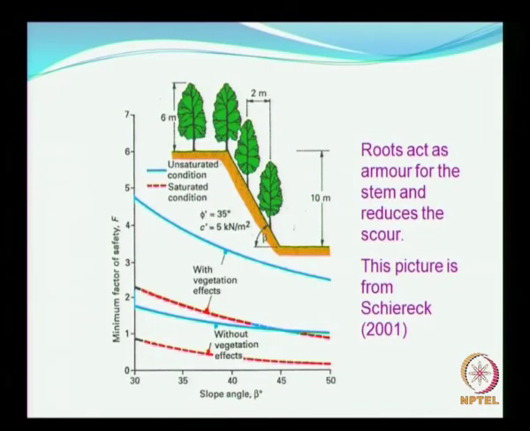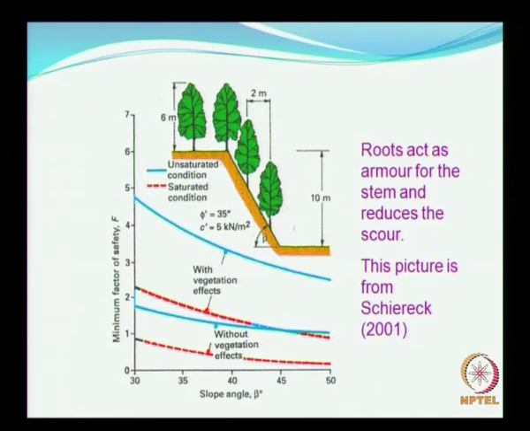Here the roots act as armor for the stem and reduce the erosion. This picture is taken from Shrek 2001. He has brought out a nice book wherein he has given the slope angle beta for different slopes and the minimum factor of safety. This minimum factor of safety is shown for the vegetation effect, with and without vegetation. If you look, with vegetation it is higher.